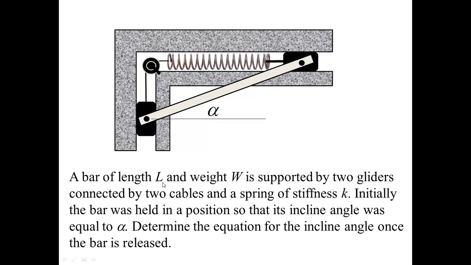A bar of length L and weight W is supported by two gliders connected by two cables and a spring of stiffness K. Initially, the bar was held in a position so that its incline angle was equal to alpha. We need to determine the equation for the incline angle once the bar is released.